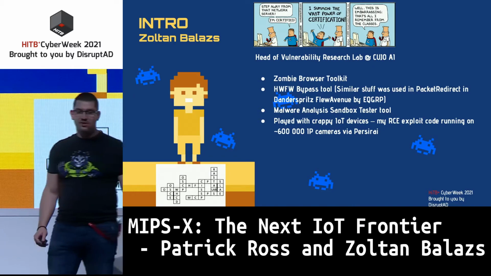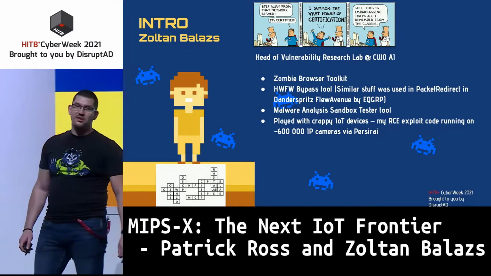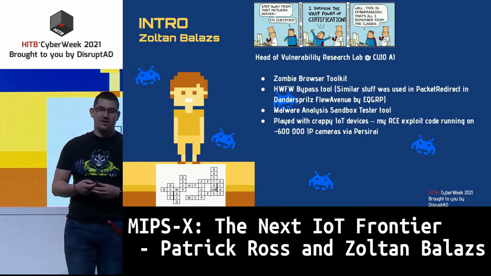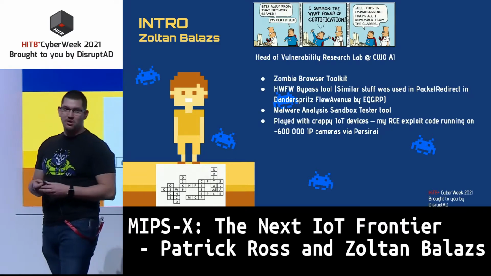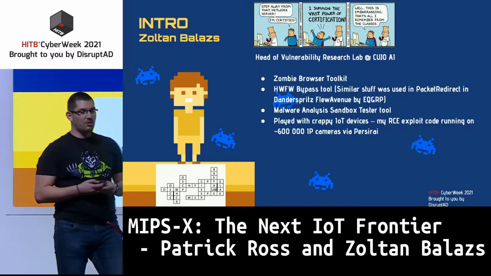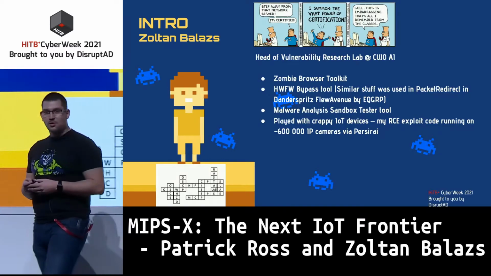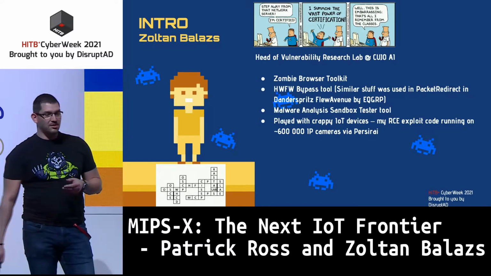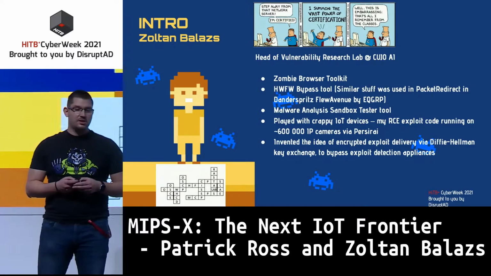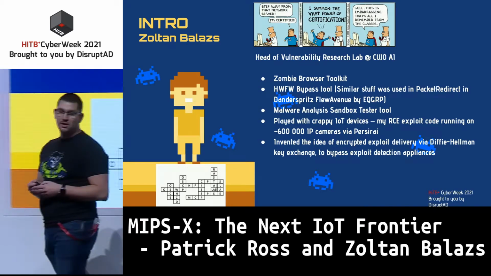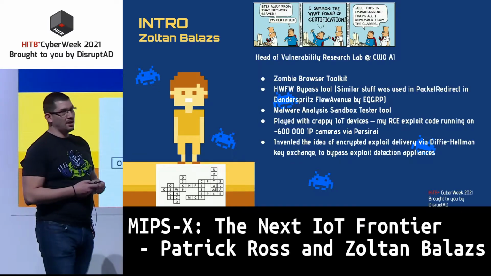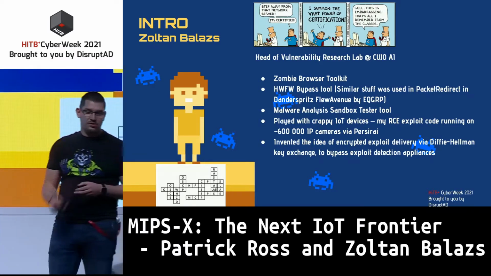I played with some crappy IoT devices in the past, and my proof of concept remote code execution exploit code ended up running on 600,000 IP cameras. I'm pretty proud of that because usually code I write only runs on my computer, and this was code compatible with 600,000 cameras. I also invented the idea of encrypted exploit delivery via the Diffie-Hellman key exchange, and this is now recently used by Chinese APT threat actors.